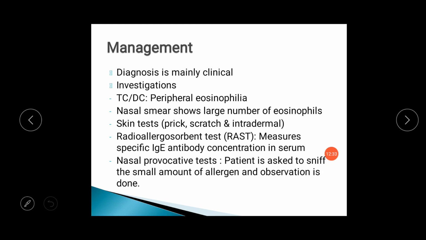Investigations which can help in diagnosis of allergic rhinitis are CBC, that is complete blood count, in which we can see peripheral eosinophilia. Nasal smears can show large number of eosinophils over the local site. Allergic tests are of different types, mainly skin tests and blood tests. Radioallergosorbent test, that is RAST, measures the specific IgE antibody concentration in the serum.